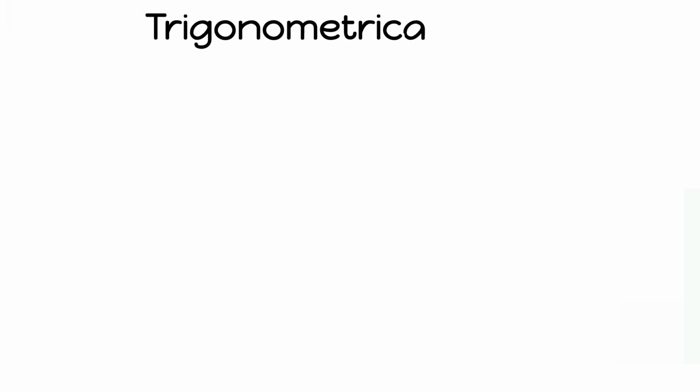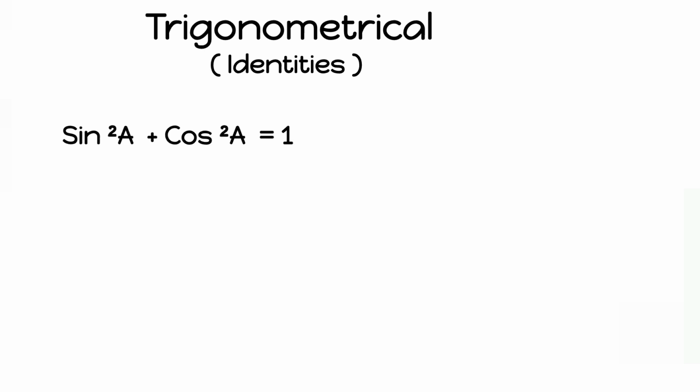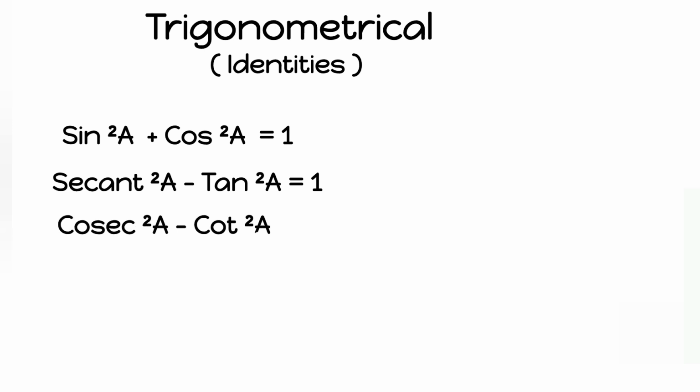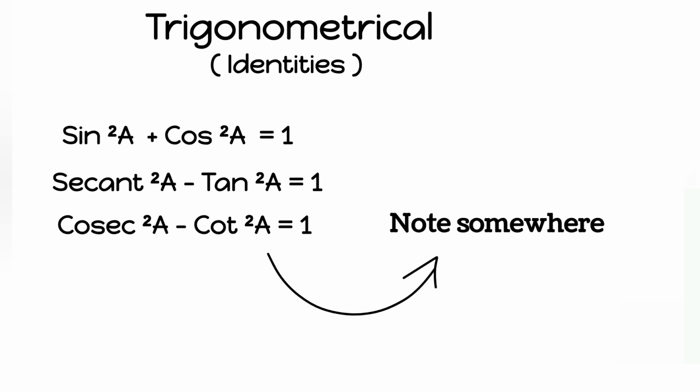Without wasting time, let's move to trigonometrical identities. These are basically 3 formulas, and from here the questions become complex. The 3 formulas are sin square A plus cos square A equals 1, secant square A minus tan square A equals 1, and cosec square A minus cot square A equals 1. We'll do 3 questions related to them.